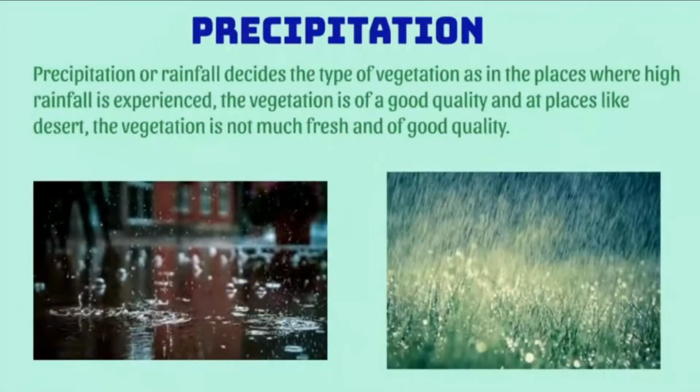Precipitation. Precipitation or rainfall decides the type of vegetation, as in the places where high rainfall is experienced, the vegetation is of good quality, and at places like desert, the vegetation is not much fresh and of good quality.